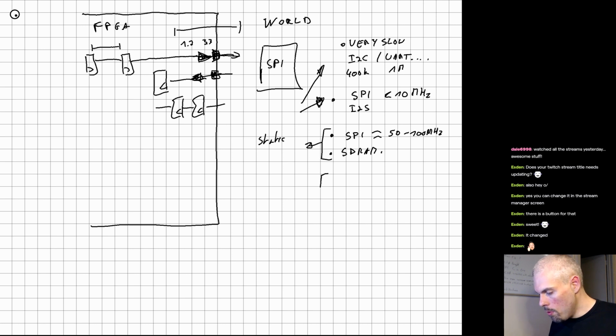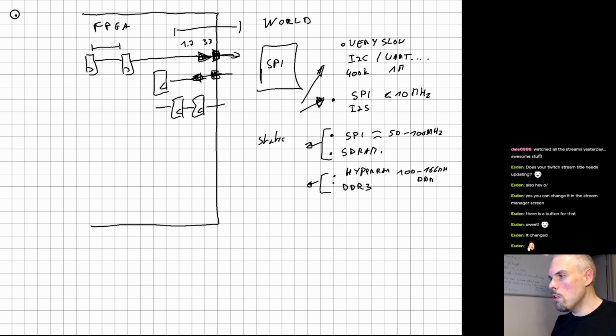Then the next category up would be something like HyperRAM at the maximum frequency, like 100 to 160 megahertz DDR. Then pretty much all the DDR, like DDR3 and stuff like that. Those, you do need to make a static analysis, but that's not enough, because the delays you have between the inside and the outside of the FPGA have too much variation that you have no idea when you're going to need to sample your data for the input and stuff like that. And so those actually have dynamic training.